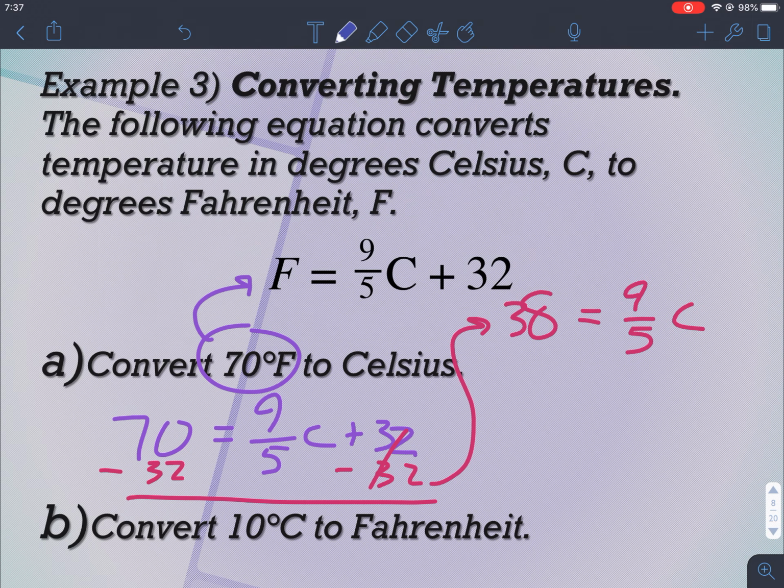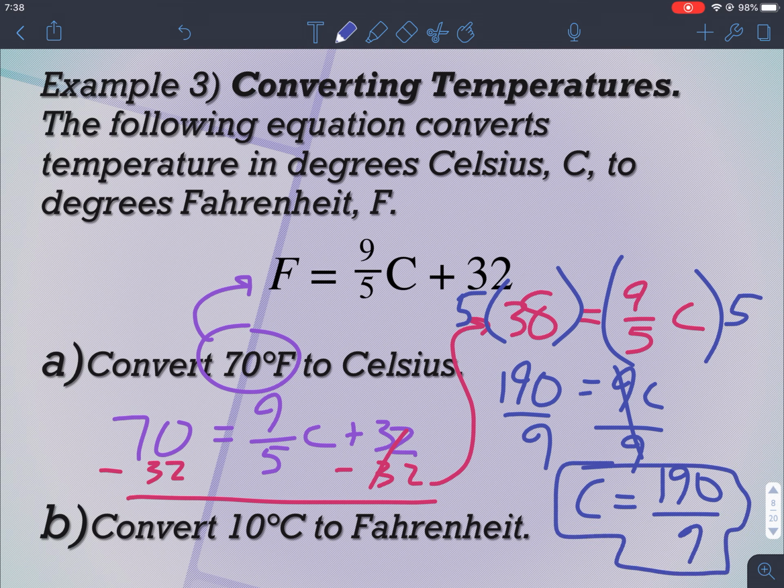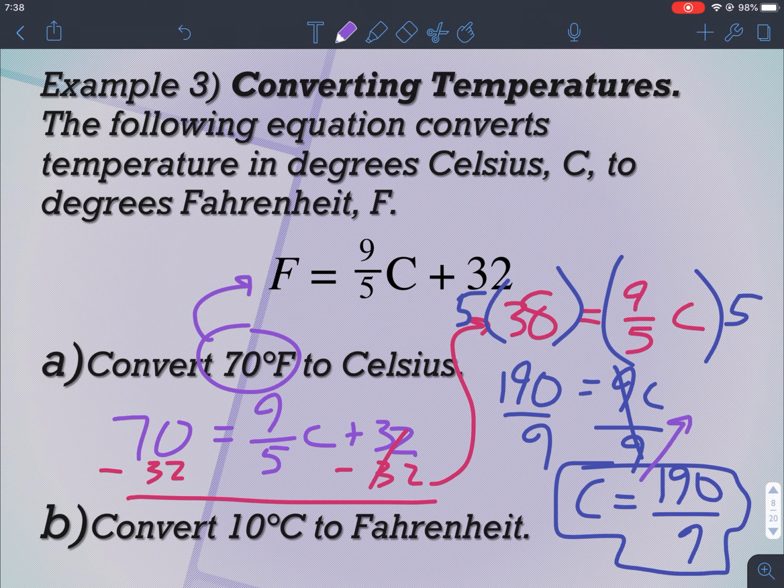And at this point, there's two ways that you can handle this fraction. The first would be dividing by 9/5. And that's also the same as multiplying by 5/9 because of the reciprocal. Or you can do it piece by piece and multiply by 5 to get rid of the denominator. So 190 equals 9C, and then divide by 9. So C equals 190 over 9. That's going to turn out to be, in decimal form, 21.1 degrees Celsius.